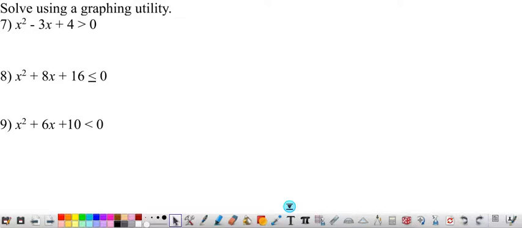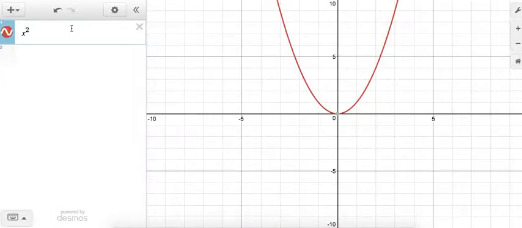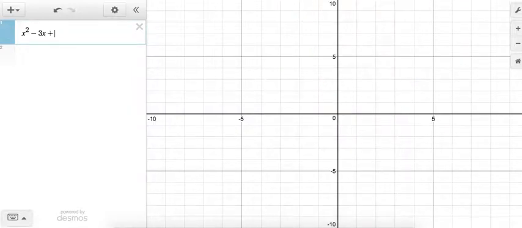Solve using a graphing calculator or Desmos. And so in number 7, we want to find the x values that are true for x squared minus 3x plus 4 is greater than 0. So I'm going to go to Desmos and type in just that equation. So x squared minus 3x plus 4.